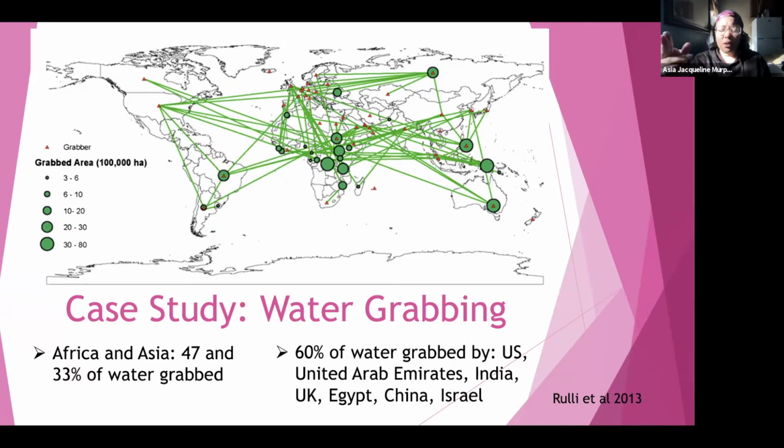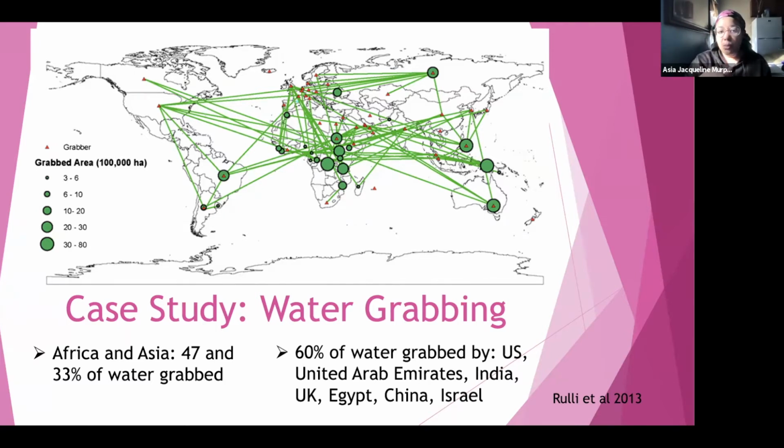For example, there was another case study that I read that I didn't put in this PowerPoint, where a whole bunch of corporations bought up the land around a river in Sudan. And so now the Sudanese small farm holders can't access the river because these corporations have bought up the rights to the river, basically.